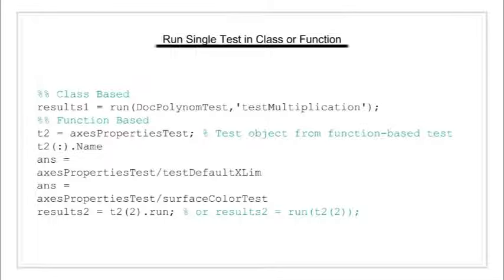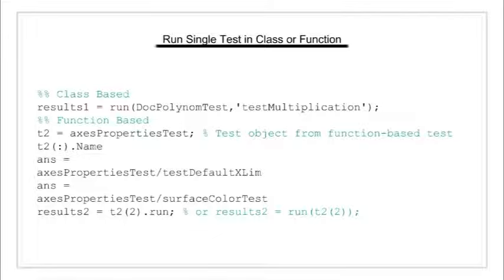In the case of function-based testing, something similar can also be done. The difference is that in function-based testing, the function-based test file returns an array of test objects instead of a single test case object. You can run a particular test by indexing into this test array. Here care has to be taken: you must examine the name field in the test array to ensure that the correct test has been selected.